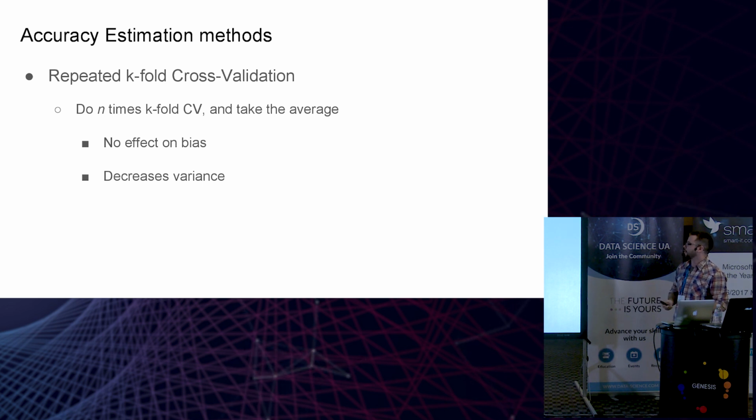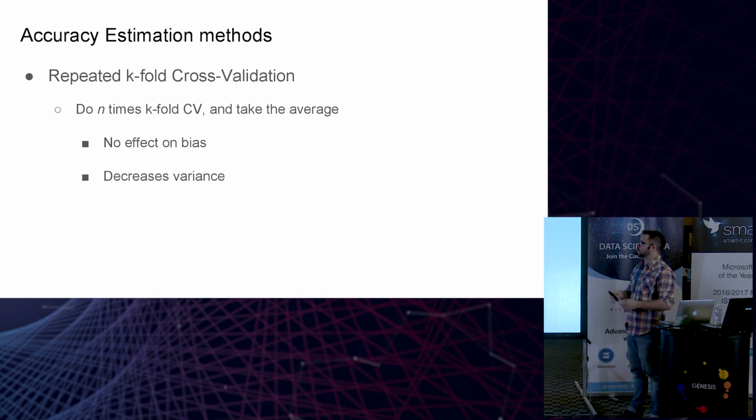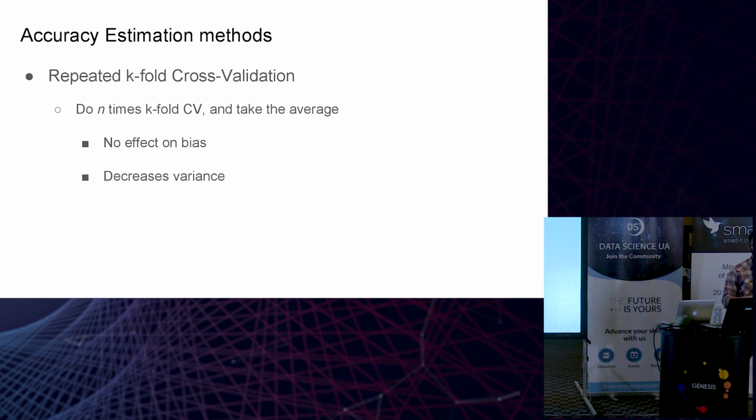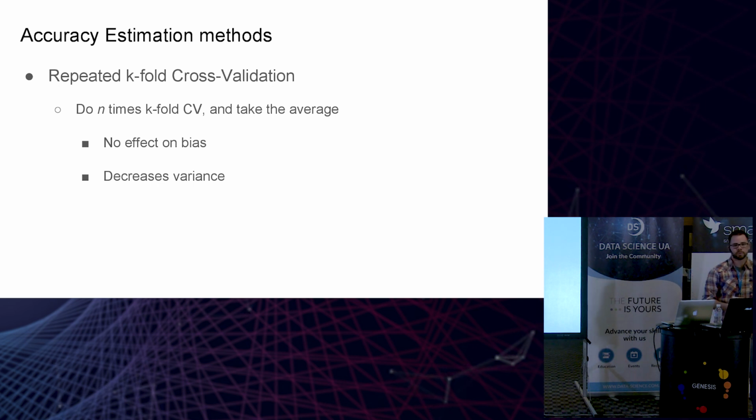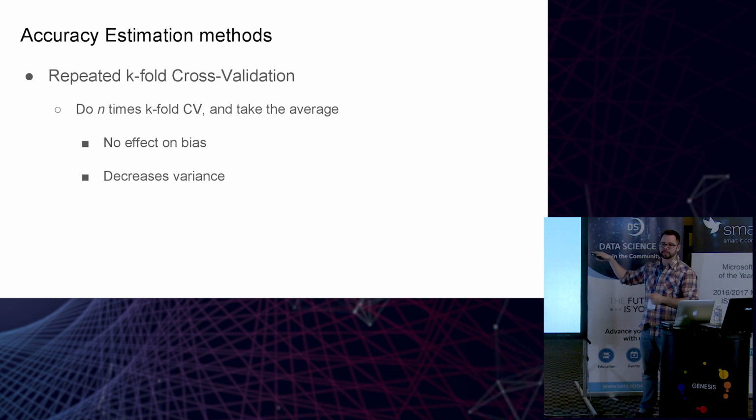Repeated cross-validation, yes, you should do it. It's very recommended. So normally people do tenfold cross-validation and they stop there. Actually, it's a very good practice to run your tenfold cross-validation at least 5 times, okay? And take the average of all of those. Why? Because it has no effect on bias, so it's not going to worsen your bias, but you are going to gain reducing some variance.